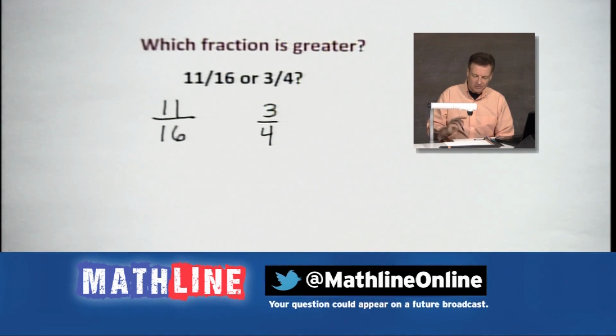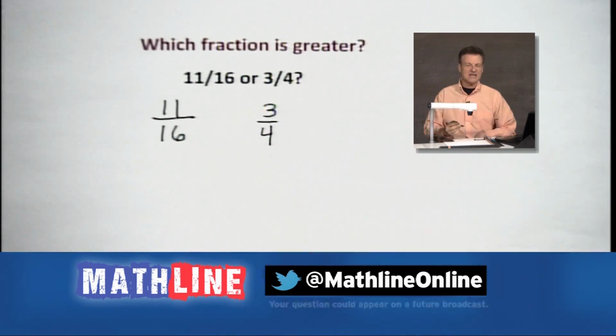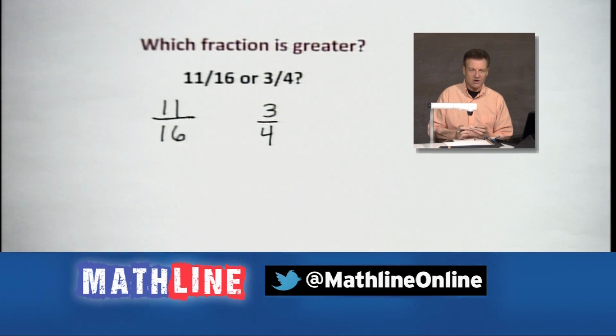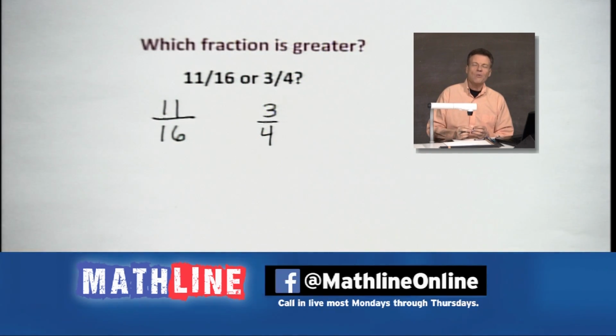have the greater value. Now sometimes I know students say, oh, it's easy. The 3 and the 4 are smaller. That means it's less. So 11 over 16 is greater. That's what you're thinking, all right? Well, let's look and see how that theory works or how it doesn't.